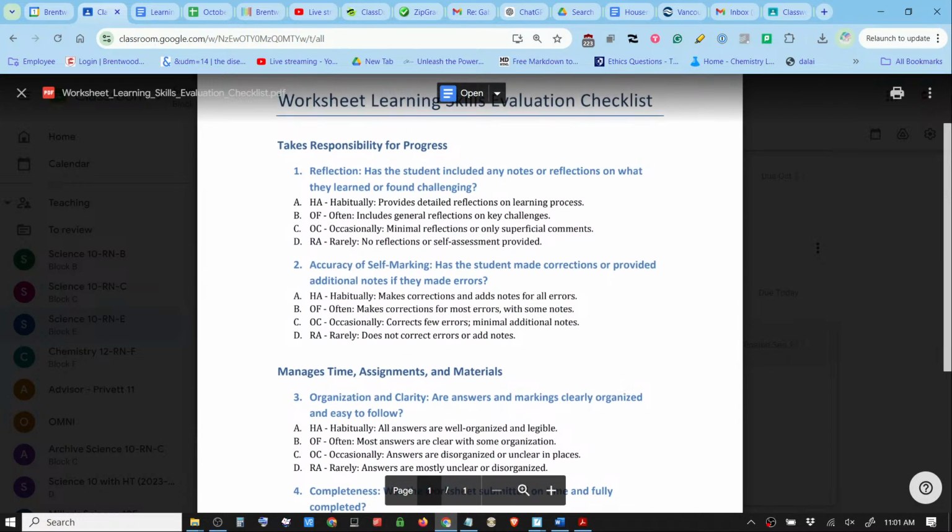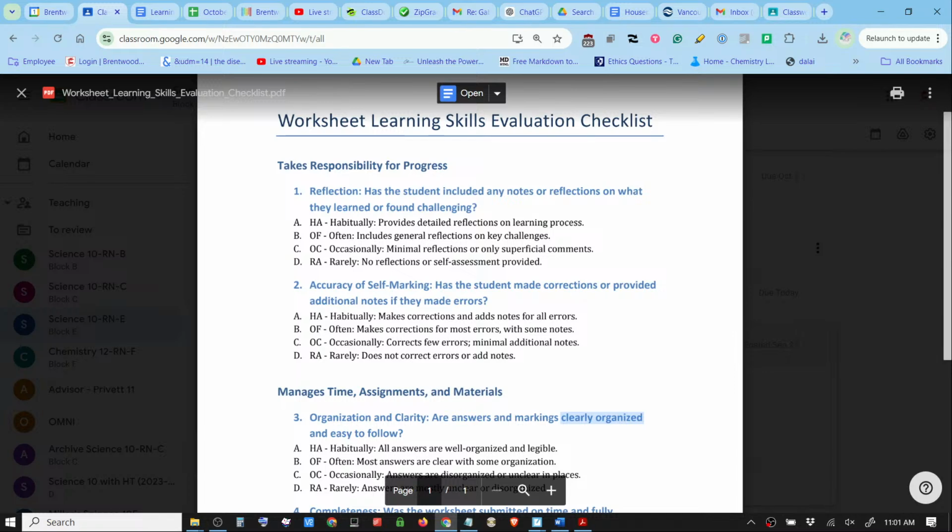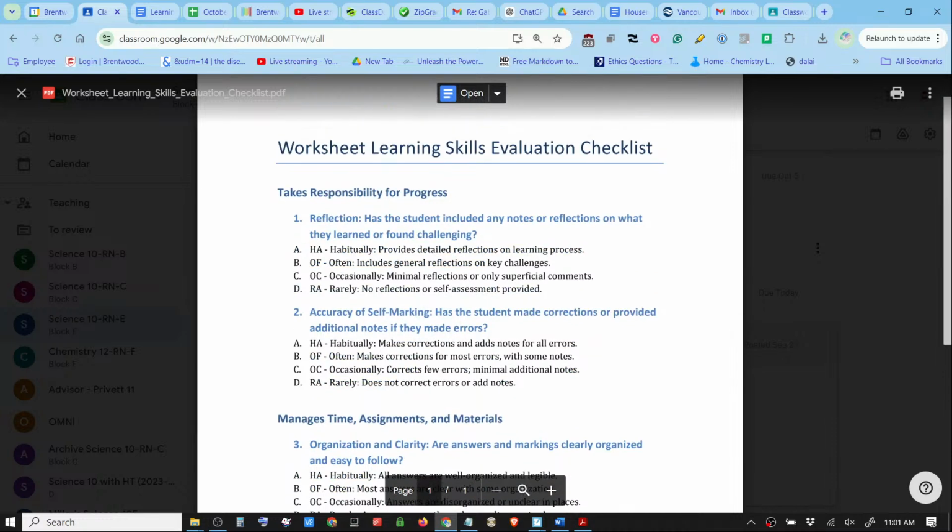And these go to learning skills. They're not worth marks. It's not the Hebden mark either. This is just learning skills. Are you up to date? Are you on time? So that I have something to base that on.